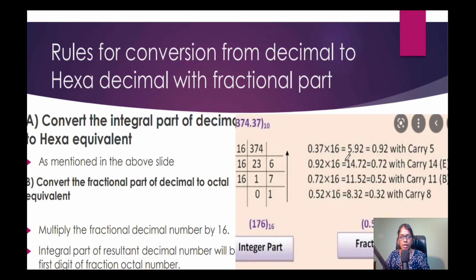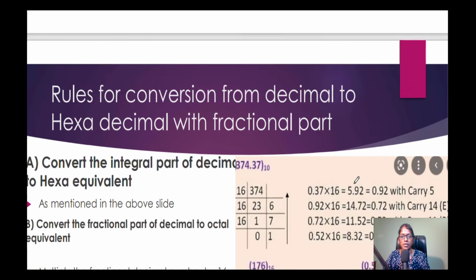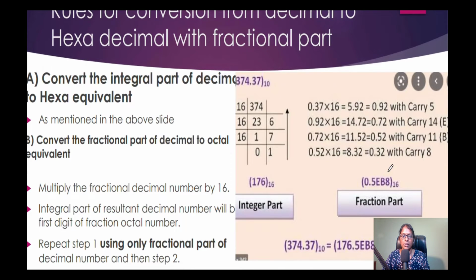Yes. Rules for conversion from decimal to hexadecimal with fractional part. So how to convert from decimal to hexa? As already mentioned in the above slide, take down this 374 and divide it by 16. When you divide it by 16, the remainder is 6, and then 16 sevens are 112, remainder 7, and 16 zeros are 0, remainder 1. So this is the integral part, 374.37. The integral part conversion is 176. Write down as it is.